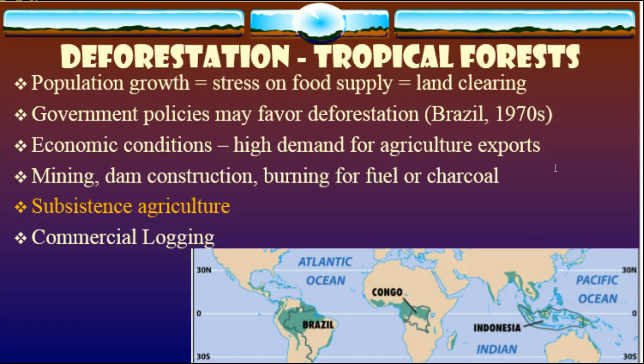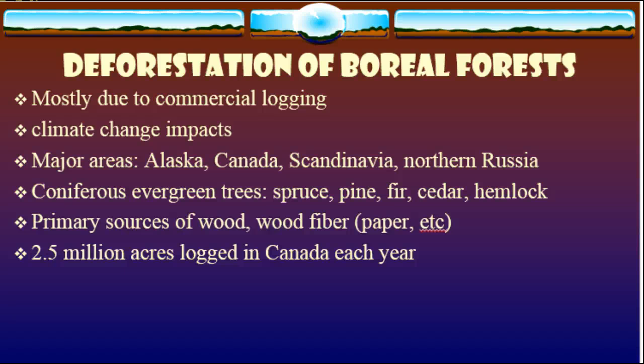Also, if you can get a lot of money for your agriculture exports, then there's going to be an incentive to clear out the forests to make the money. Mining, dam construction, taking the wood and burning it, those can all contribute to deforestation. In some places, that is their main energy source. And then, of course, commercial logging, which is what we tend to think about. In boreal forests, most of that impact is due to commercial logging.